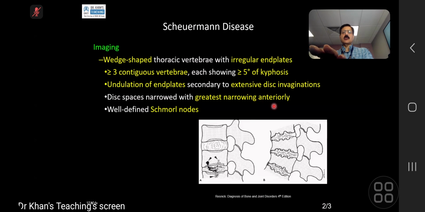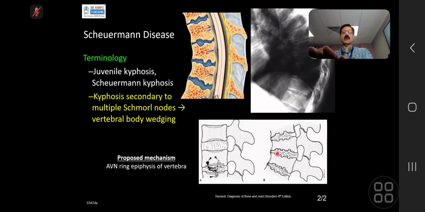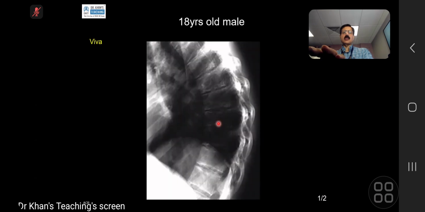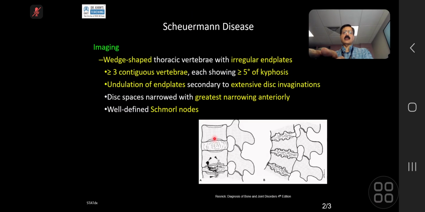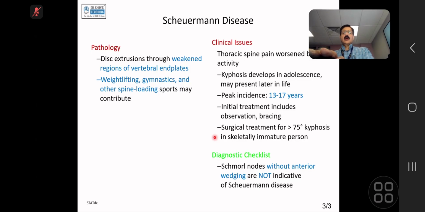With greatest narrowing anteriorly. If you see here, the greatest narrowing is anteriorly. This was our case, and you can see that the narrowing is more marked, and the anterior portion of the vertebra is also reduced anteriorly. Surgical treatment is only for more than 75% of kyphosis. Initial treatment includes observation and bracing. Observation is no treatment, by the way.